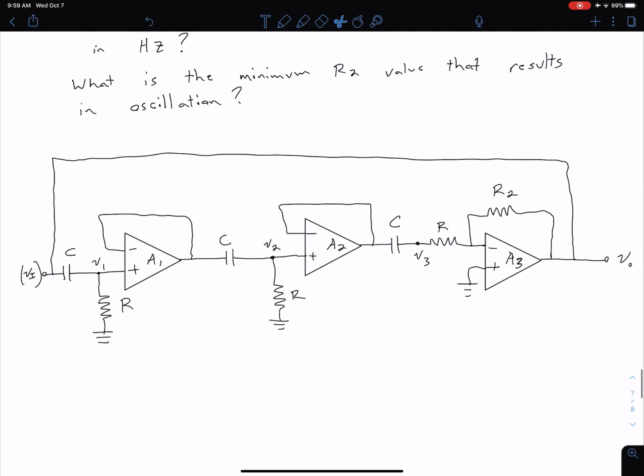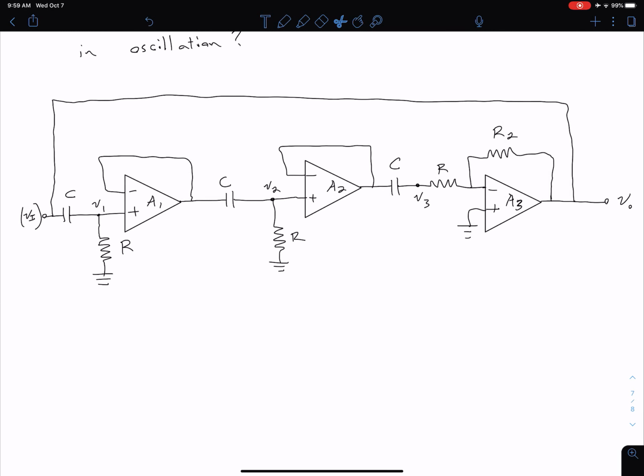We have our 3 RC stages with buffers in between them so that we don't have loading effects of the state of different RC stages on the other stages. And then our final stage, our A3, is our inverting amplifier.